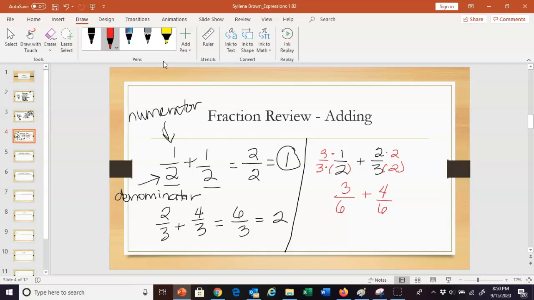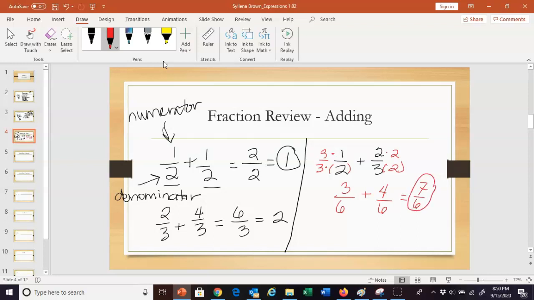So if you don't believe me, you can grab your calculator. 1/2 is the same exact thing as 3/6. You'll get the same decimal. It's 0.5. So we didn't change the value. All we did was change the way it looks. So that way we're able to add these fractions now easily. With both 6 in the denominator, we can just add the numerators, and we get 7 over 6.